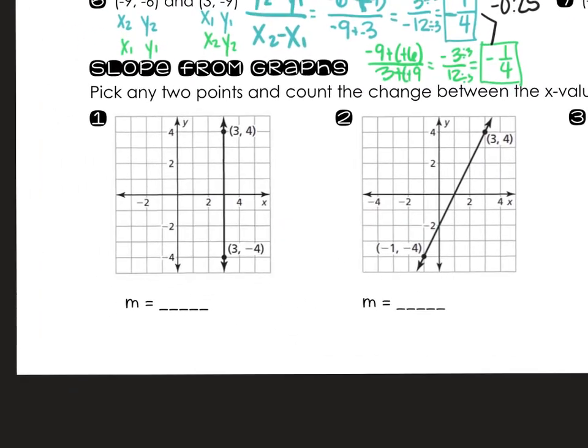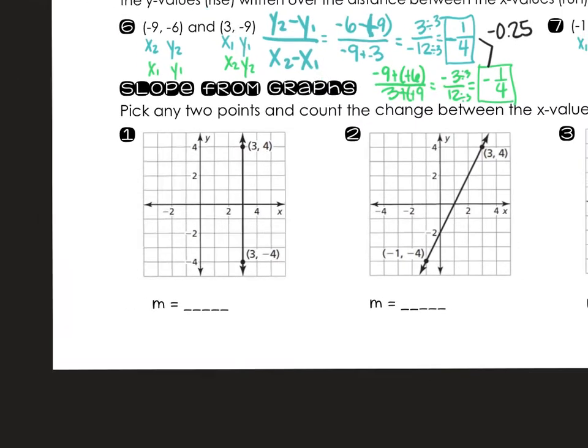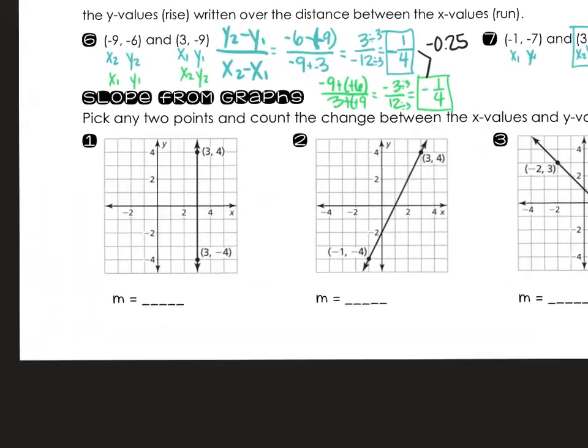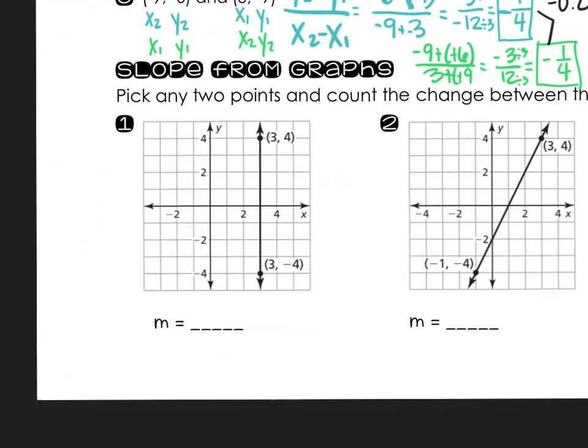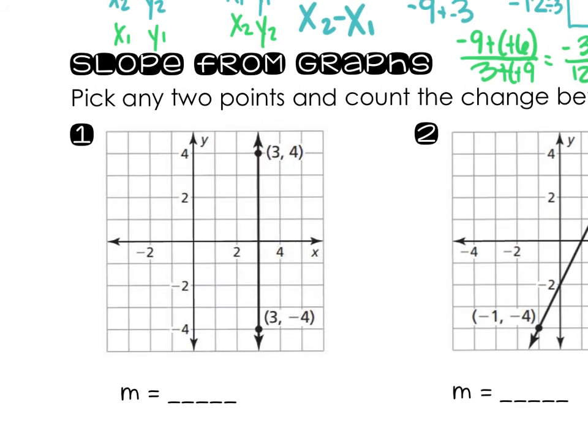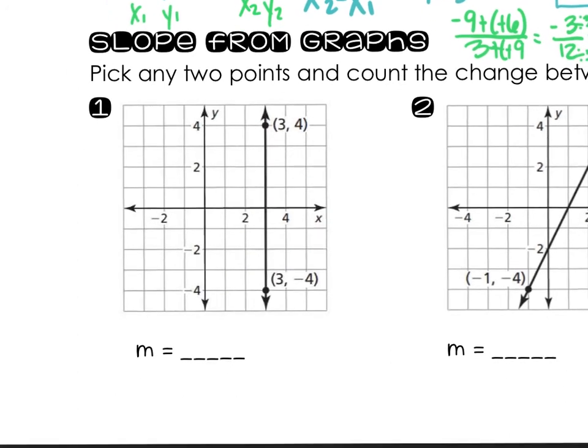Alright, now lastly is slope from graphs. So for a graph, you want to pick any 2 points, and since we're finding the change, you can just count the change this time between the 2 instead of doing it as subtraction or plugging into a formula, okay?